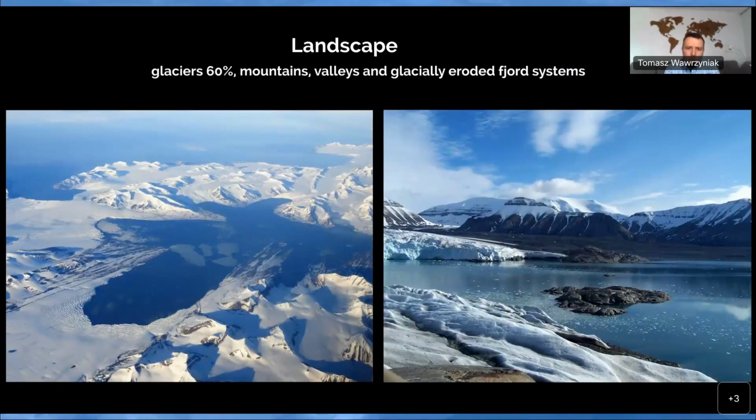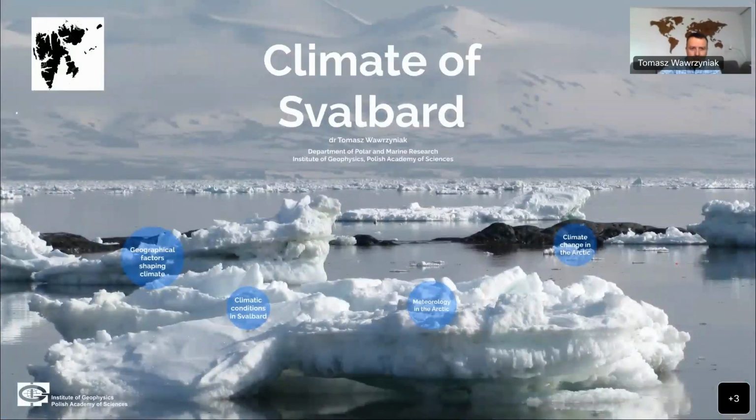If you look at Svalbard from above, you can see that around 60% of the landscape consists of glaciers. It's a highly glaciated area. The rest is valleys and glacially eroded fjord systems. And these were the geographical factors that shape the climate.